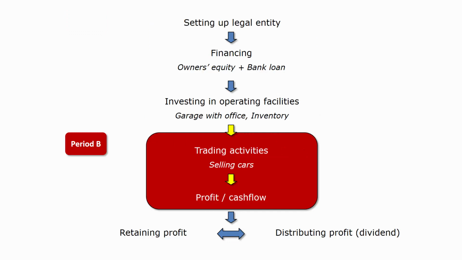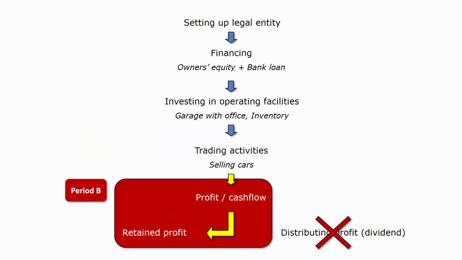Now we come to period B, in which Reliable Runner starts selling cars, hopefully with a profit. We'll follow a number of operating transactions during this period and monitor how these affect Reliable Runner's trading or financial performance, its profit or loss. We will also check how these transactions affect the company's cash position. We will therefore generate a statement of profit or loss for period B and a statement of financial position, balance sheet, at the end of period B.